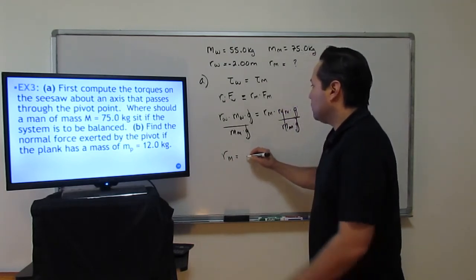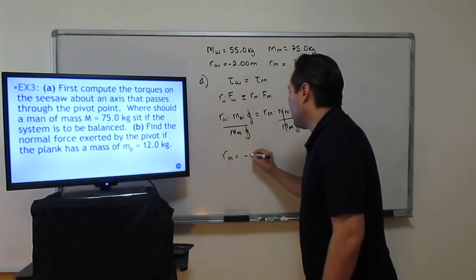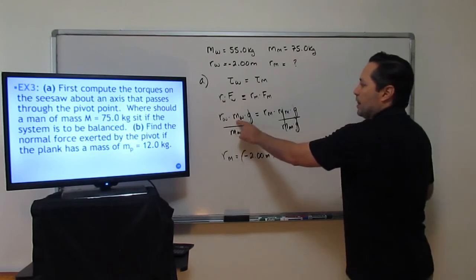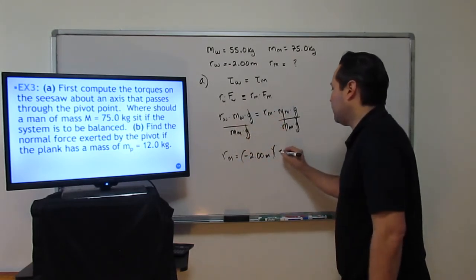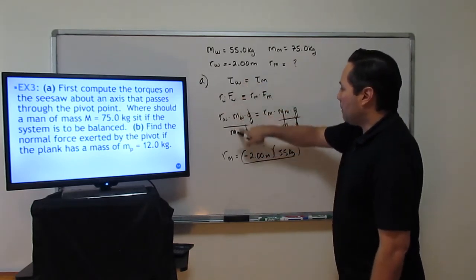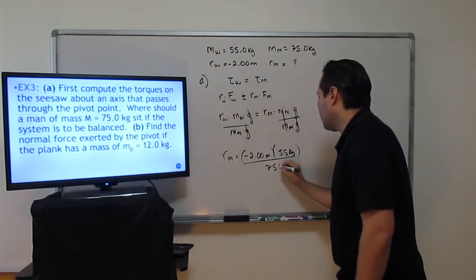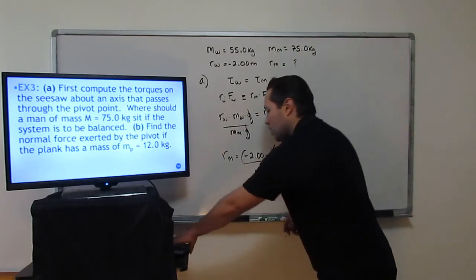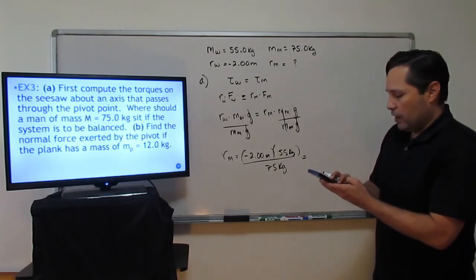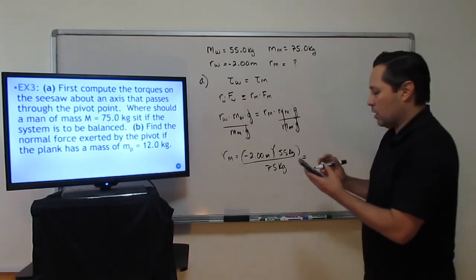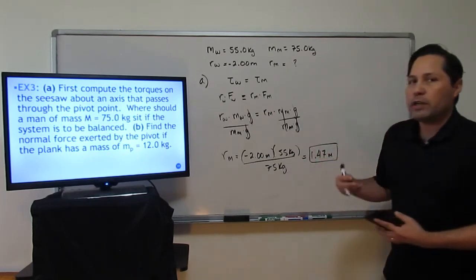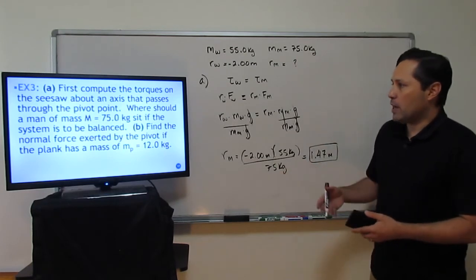So that's going to be our Rw. She's at -2.0 meters. And we're going to multiply that times her mass, which is 55 kilograms, and divide by his mass, which is 75 kilograms. And that's going to give us our answer. Now he's sitting on the other side, so it's going to be positive. So it's going to be 55 times 2 divided by 75. It's going to give us 1.47 meters. That is how far he should be sitting from the pivot point. So that is part A.